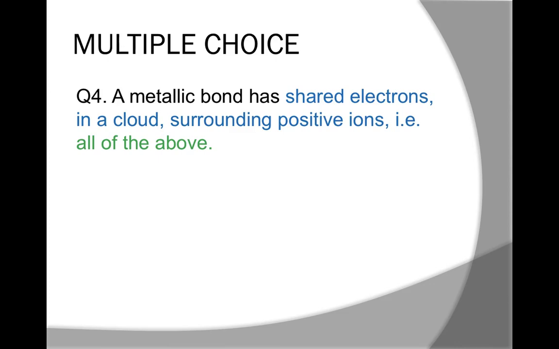Question 4. A metallic bond has shared electrons in a cloud of surrounding positive ions. In that case, all of the above. So question 4, the answer is all of the above.